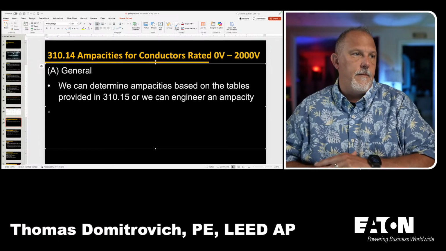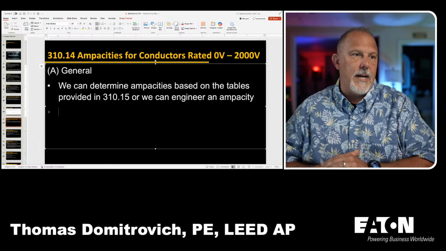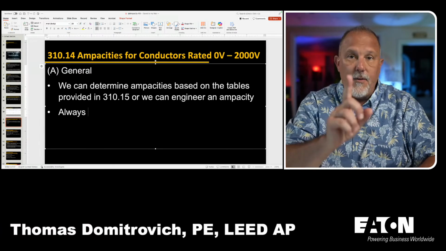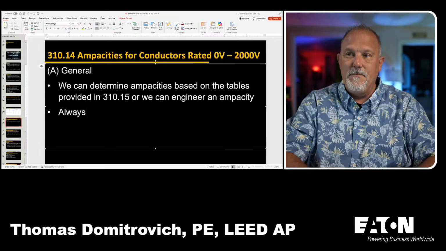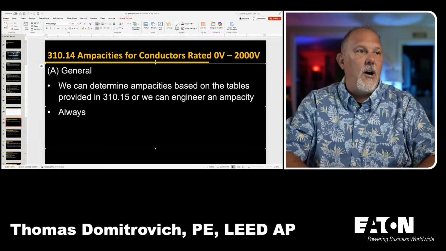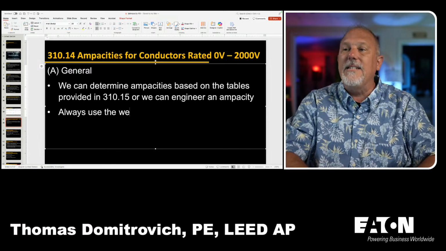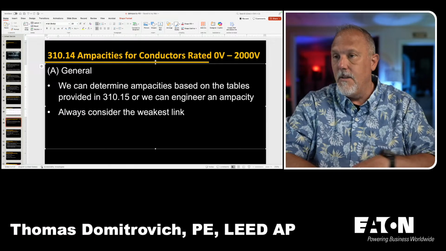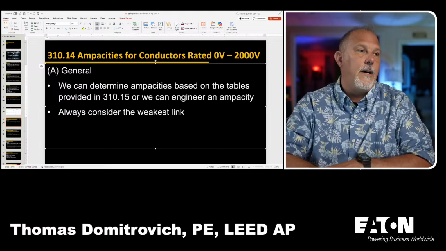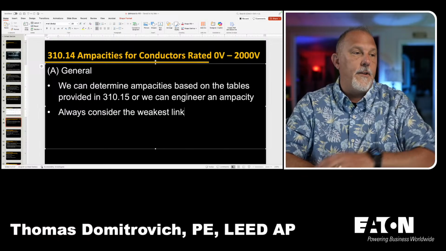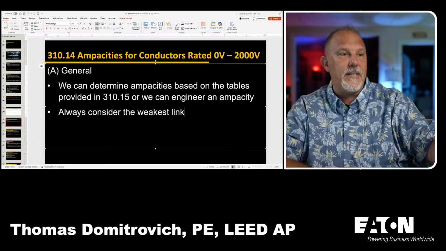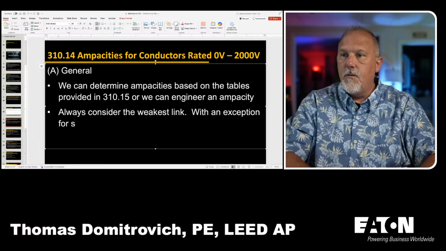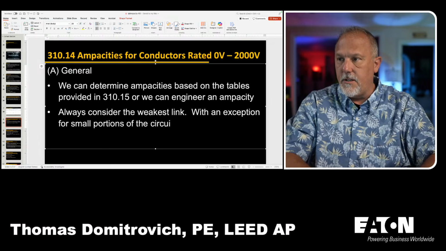It also tells me where more than one ampacity applies for a given circuit length, the lowest value, always, and this is a theme, always use the weakest, always consider the weakest link. And I'm going to need an image for that. And there's an exception where different ampacities apply. So with an exception for small portions of the circuit.